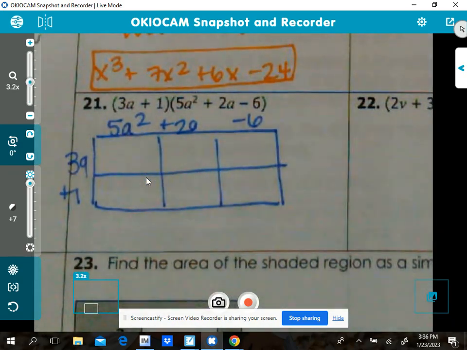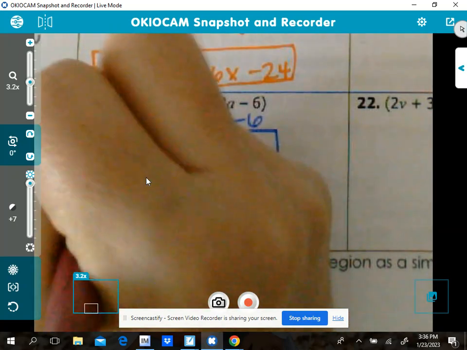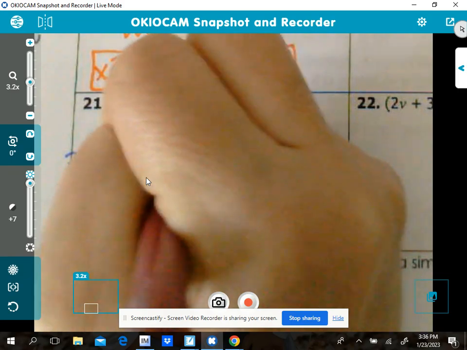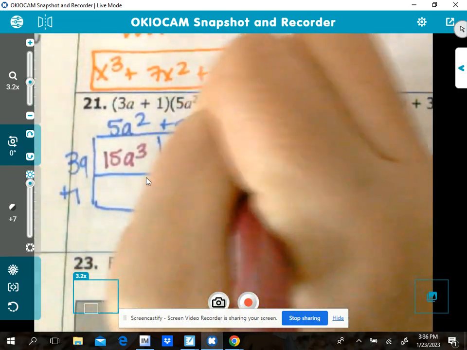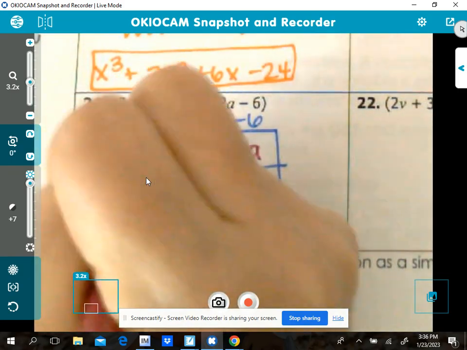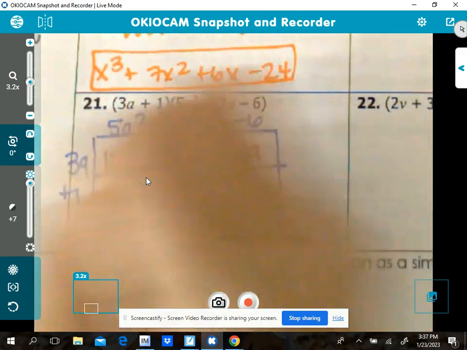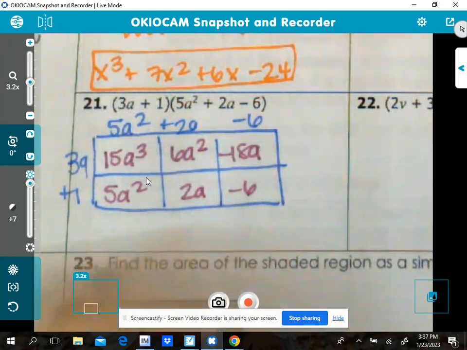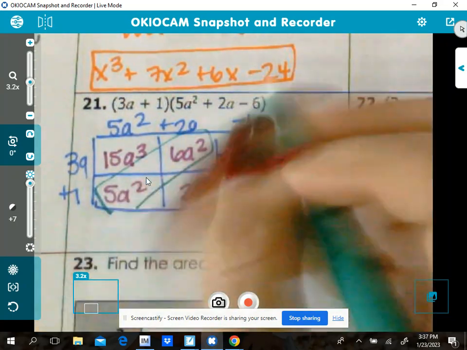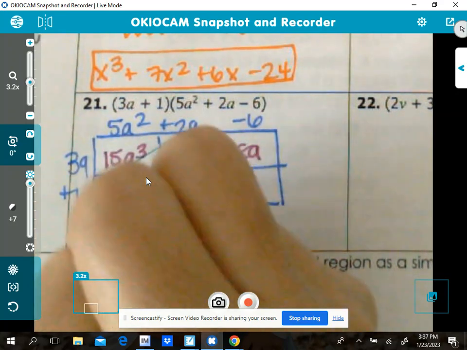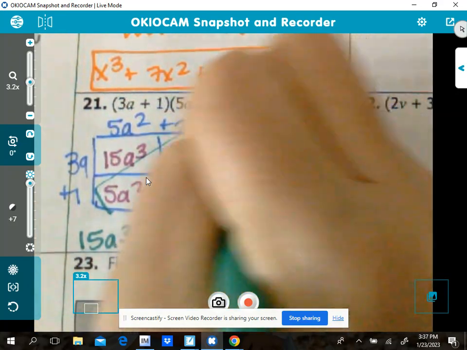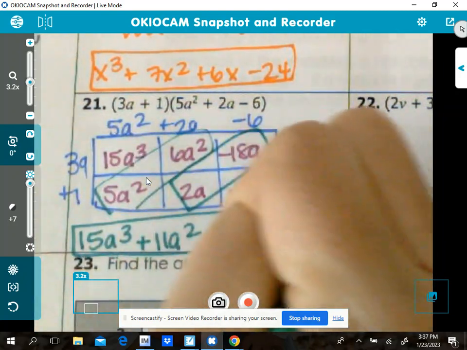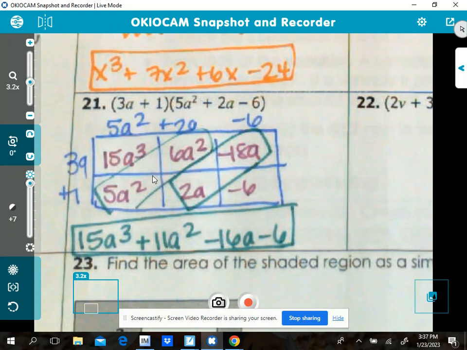I'll make sure y'all can see. Okay, so let's multiply. 5a squared times 3a is 15a cubed. 3a times 2a is going to give me 6a squared, minus 18a. And then 1 times everything is going to be the same. All right. So, like terms, right here, we got our squareds. We've got our a's. And that should be your answer.